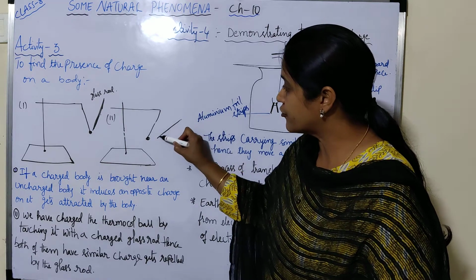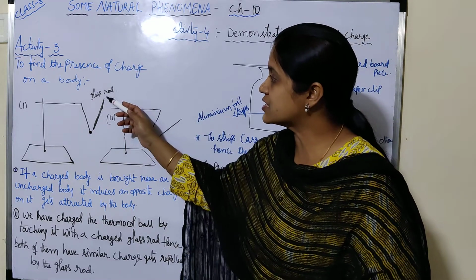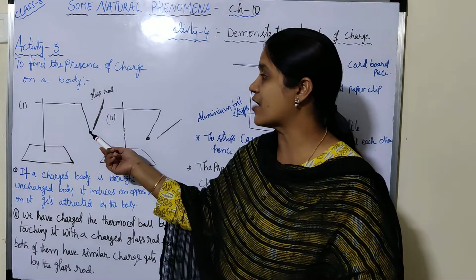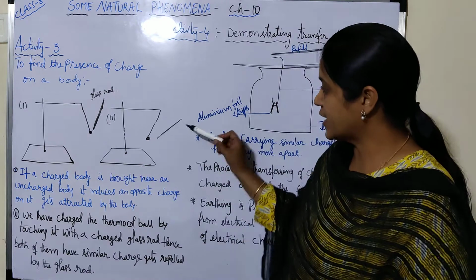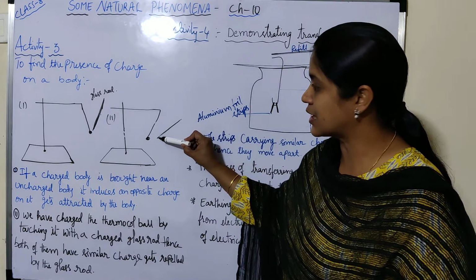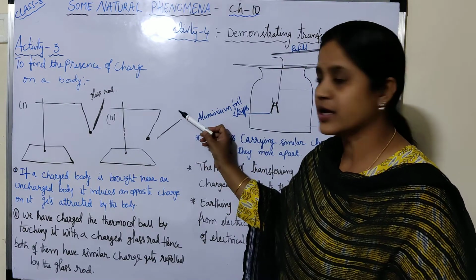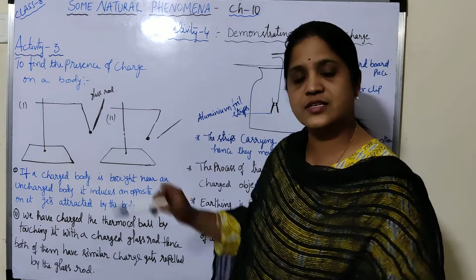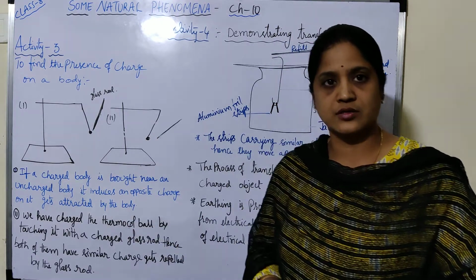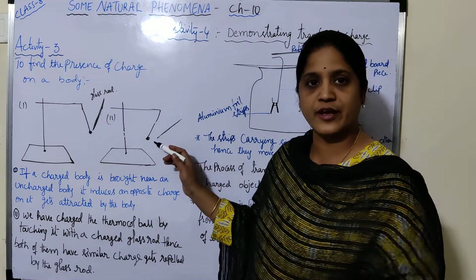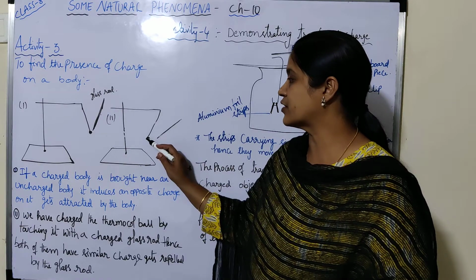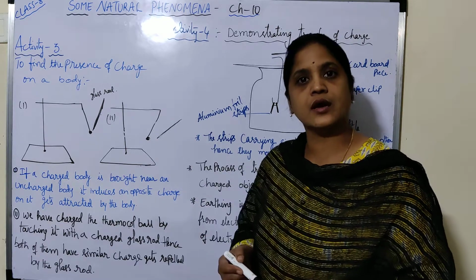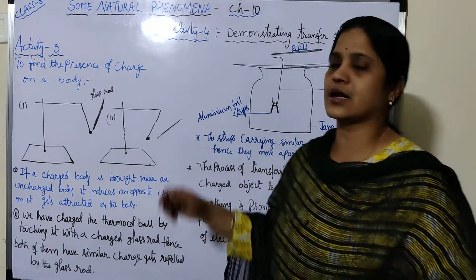Here, in the first case, whatever charge the glass rod has, the thermocol ball acquires the same charge. Again, when you bring the charged glass rod nearer, this glass rod has the same charge, and this thermocol ball also has the same charge. Both have the same charge. So due to the same charge, we can see repulsion between these two objects, the thermocol ball wrapped in the silver foil and the glass rod.